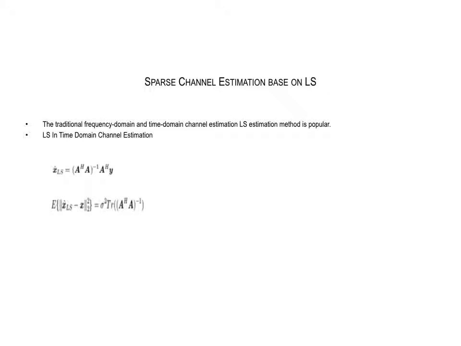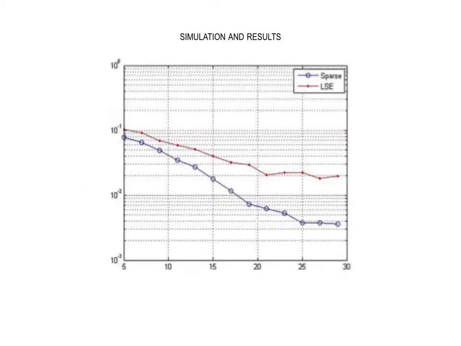The performance of the estimation method differs with the pilot interval in classic frequency domain channel estimation. The time domain least square estimation is not so closely related to the pilot, but it depends on the maximum channel delay. The least square method is calculated by the following formula. This section discusses sparse channel estimation using the LS estimator.